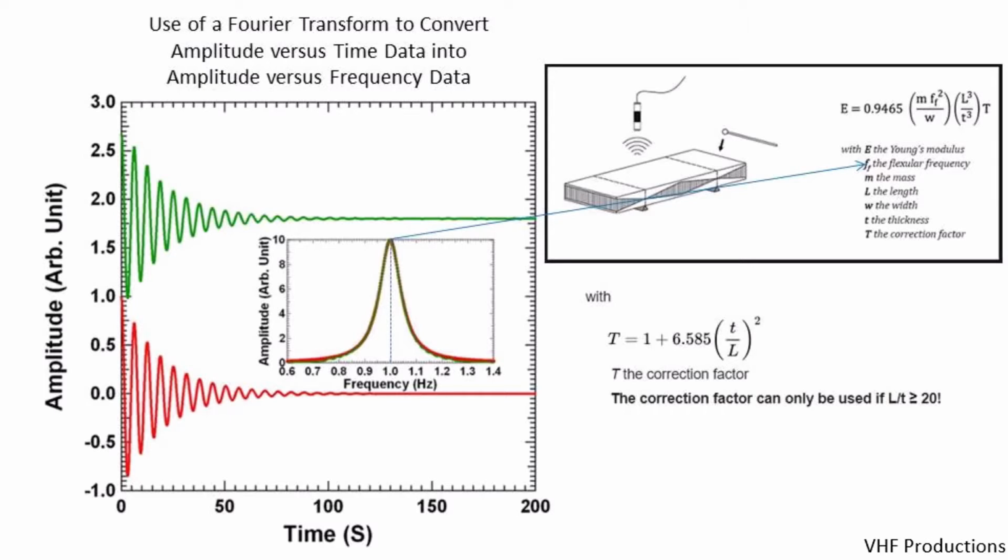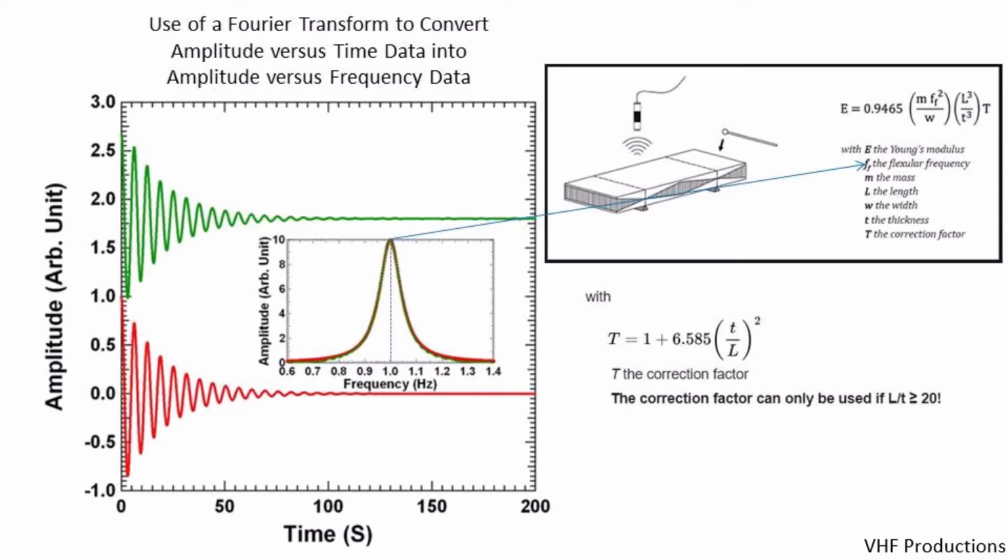Once again, the acoustic signal captured is the amplitude of the sound wave generated by the oscillating board versus time. In order to extract the frequency, we take that signal and perform a Fourier transform on it, converting the amplitude versus time data into amplitude versus frequency data. This allows us then to extract the frequency of the highest amplitude peak, the first flexural mode of the beam.